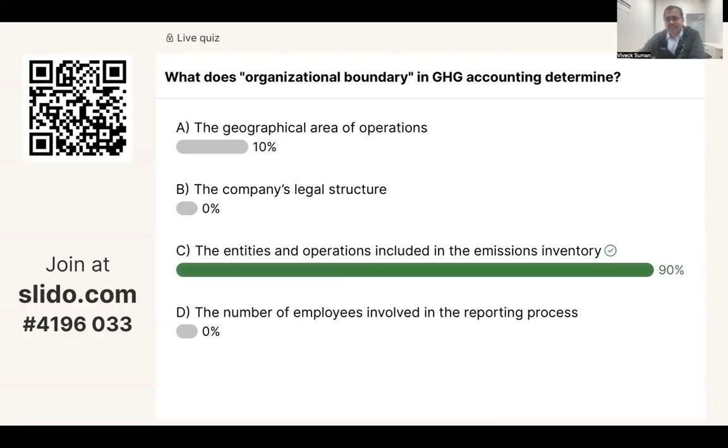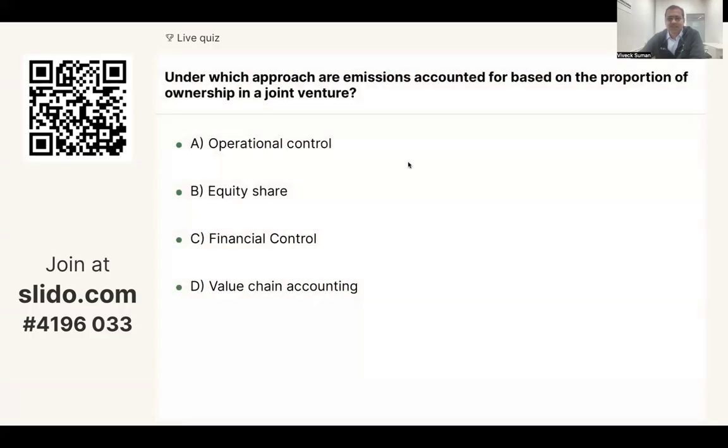So correct answer is C, and most of you got it correct. Wonderful. This question, please go and read it, and meanwhile, I will just grab my water. Bhaskar ji, if you can read it for all. Yeah, sure. Under which approach are emissions accounted for based on the proportion of ownership in joint venture?